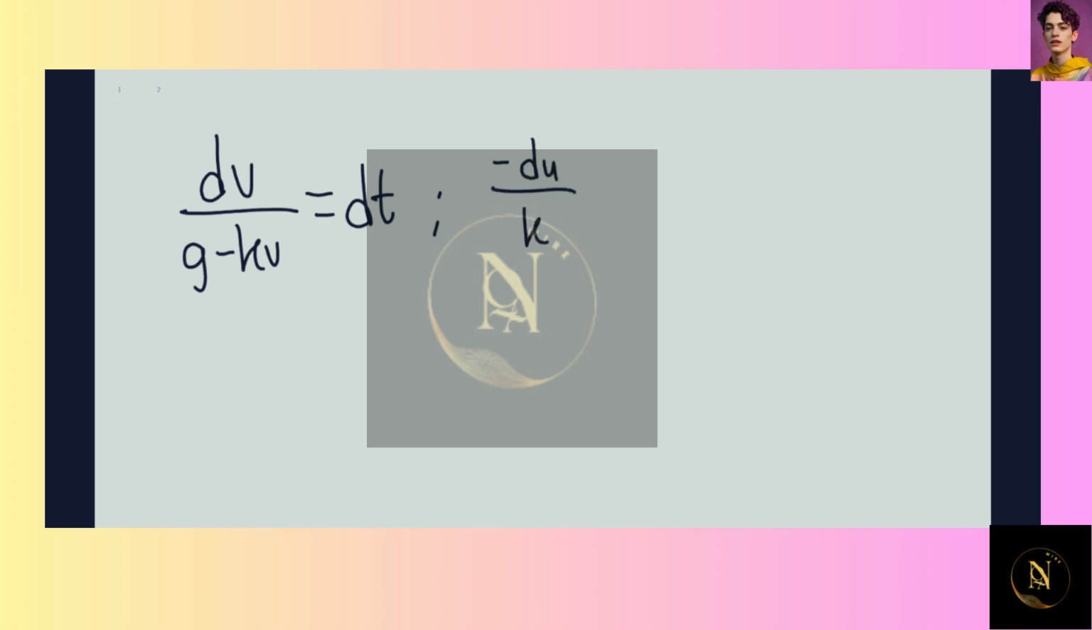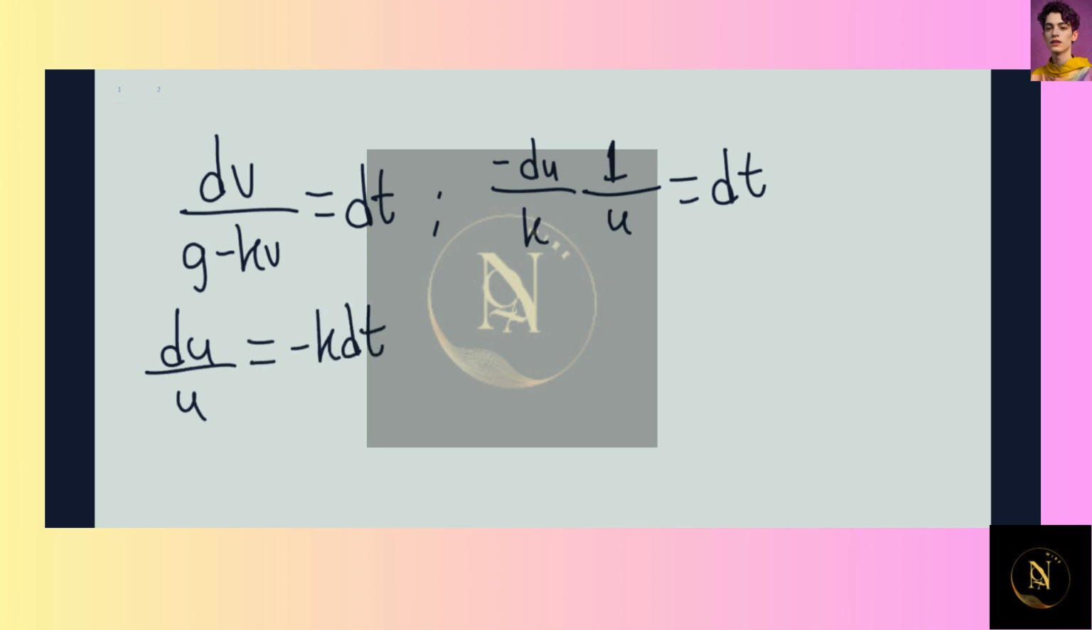Let's get a new workbook here. We have dv divided by g minus kv. This is equaling, again, dt. And we can say negative du over k times 1 over u is going to equal dt. And we can say, of course, du over u is going to equal negative k dt. And now we finally integrate.